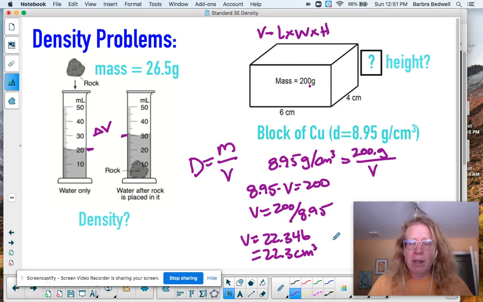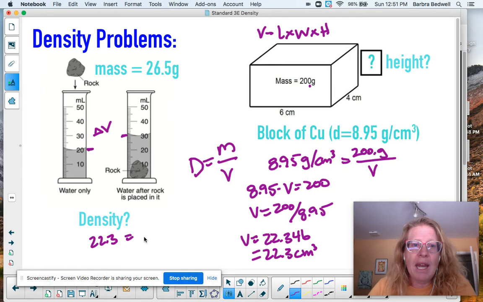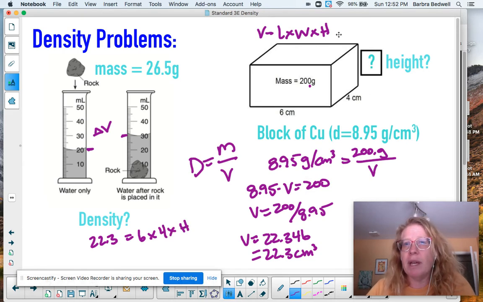Well, now what? Okay, this is the volume of the whole container. So now you can plug that into your other sides and calculate your missing side. So it's a two-step problem when you're doing a missing side problem like this. In this case, now I know my volume is 22.3, and I know this equals length times width times height. 6 times 4 times whatever my height is. Length times width times height. Again, volume equals length times width times height.